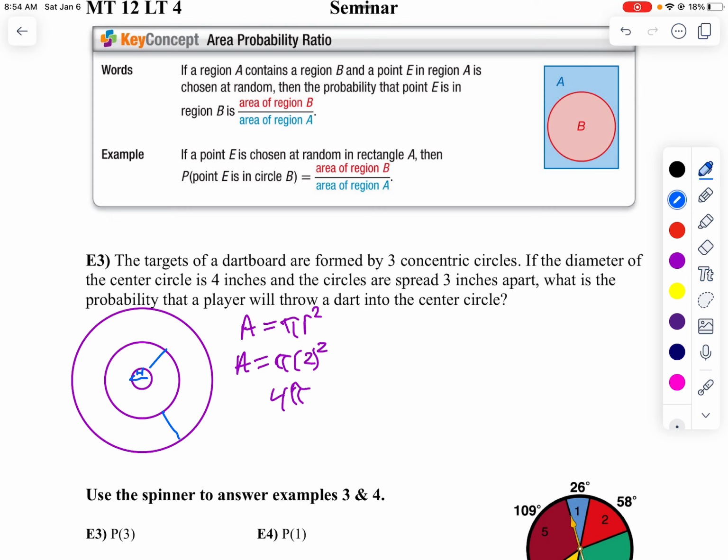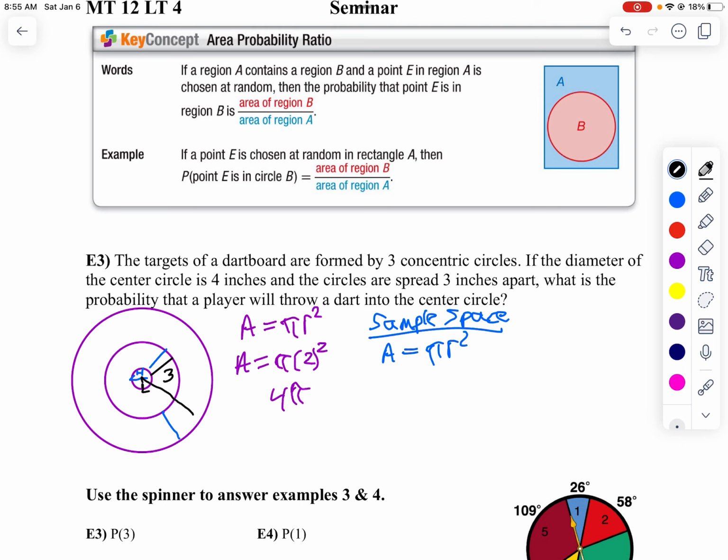Now let's do our sample space. And it's also a circle. And I think your first 2 questions are pretty much like this on your assignment. Now, we've got to find the radius of the big circle. Well, we know the radius of my center circle is 2. Let me write that in there. If I add 3 onto that, I'm going to get 5.